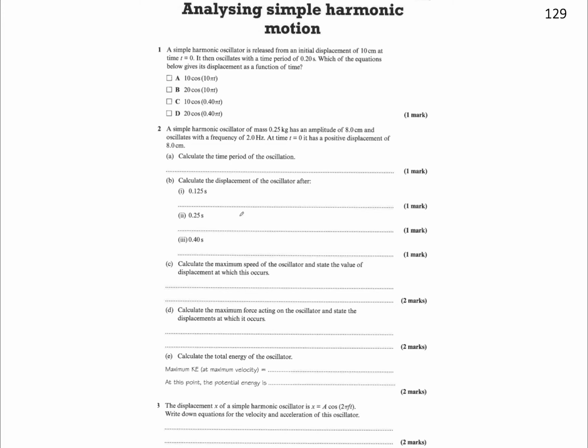We're told the mass is 0.25. It has an amplitude of 0.8 centimeters, so we need to watch out for that. That might need to be converted to meters at some point. Frequency of 2 hertz. We're being asked to work out the time period. So the time period is 1 over f, which is 1 over 2, which of course is a half.